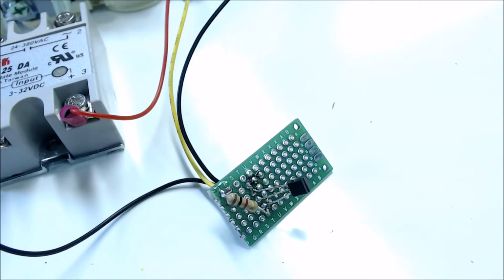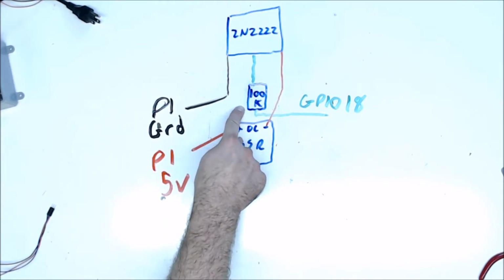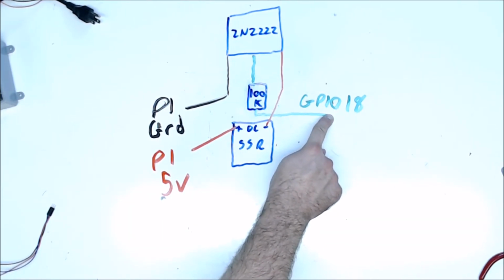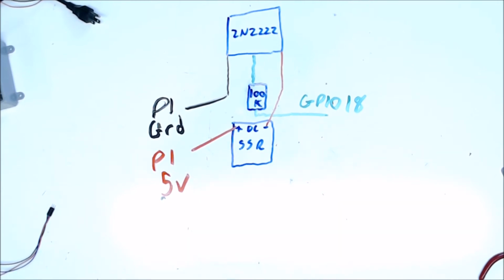Here I'm using a common 2N2222 NPN type transistor as a switch to take 5 volts from the Pi that can be switched by a 3-volt GPIO pin. Wire the base pin to a 100K resistor so not to damage it, then the resistor to a GPIO pin on the Pi. Here we're going to use GPIO 18.